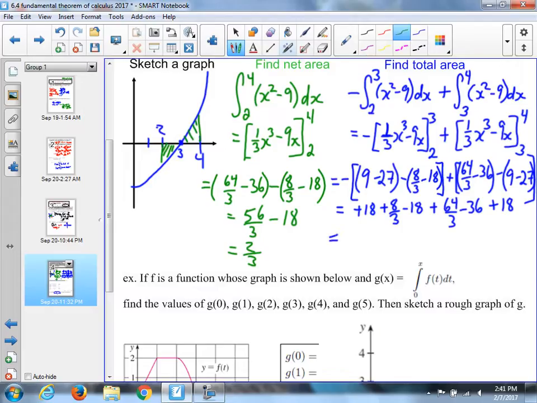Now, 18 minus 18. Okay, that's nice. So I got the negative 36 and 18 to group. So negative 36 and 18, negative 18. Is that right? Okay. Then, 64 out of 3 plus 8 out of 3, 72 out of 3. Yep.